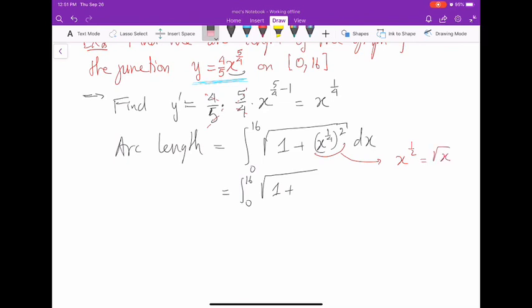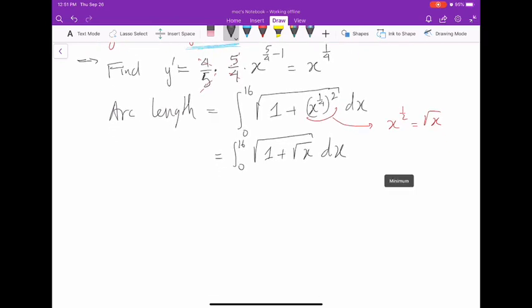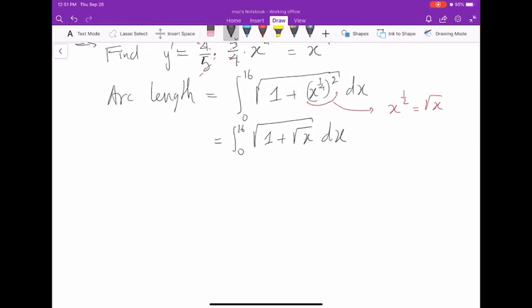So this is just x to the 2/2, but x to the 2/2 is the square root of x. So I just write in short, square root of x dx in here. The integral looks difficult, right? So we need to do some substitution in this situation. All right, so let's put u equal to 1 plus square root of x.